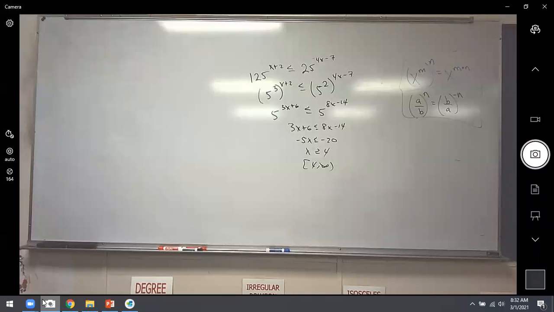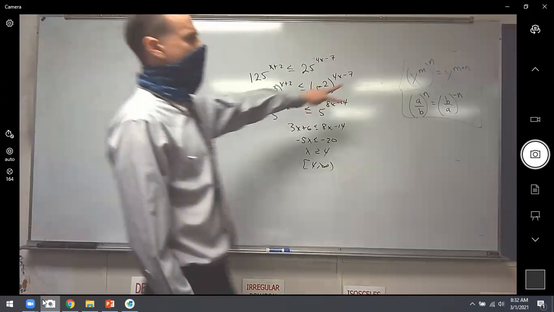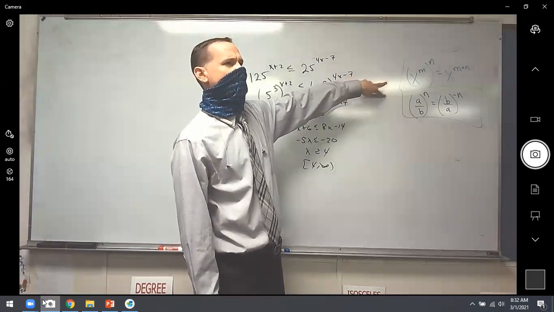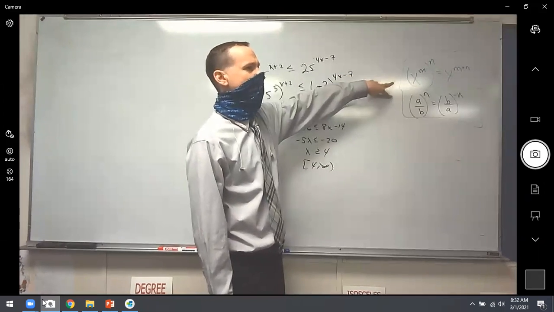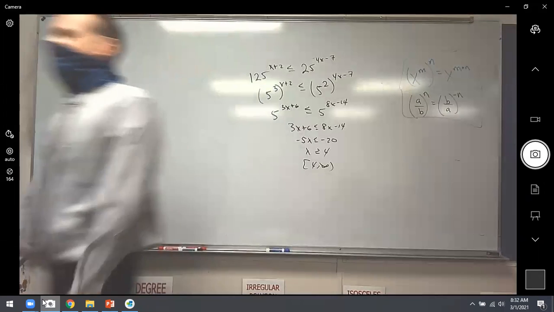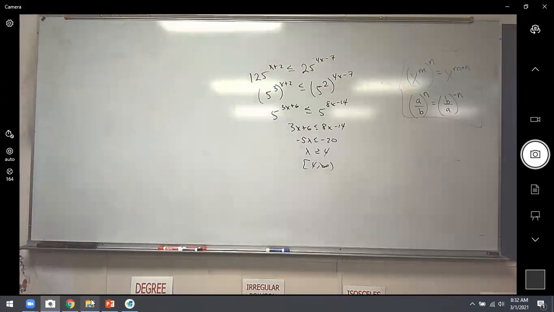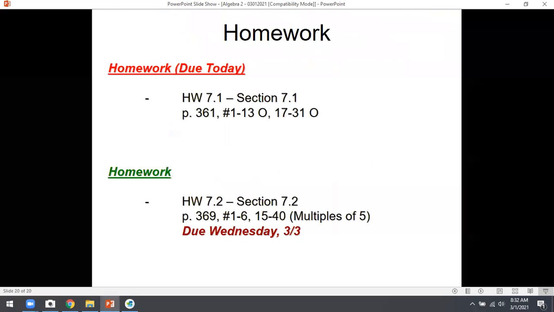Not that bad, right? Although we must remember the old rules from back in the day, exponent rules. So make sure you understand those. They have to be the same. If your fraction's less than 1, flip it and negate the exponent.